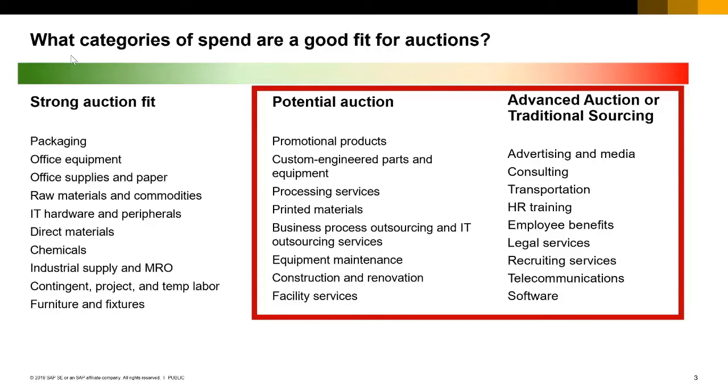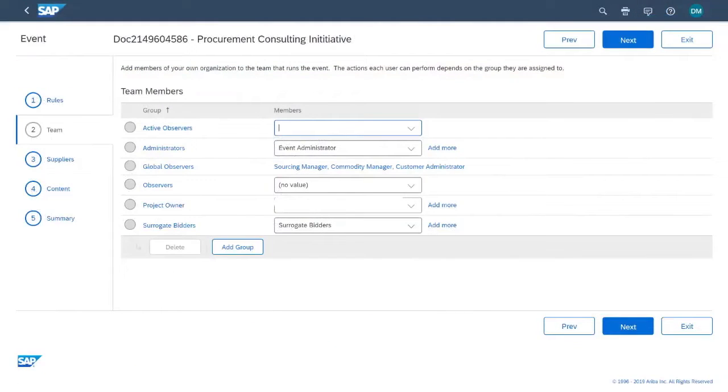It's important to note also that in the potential auction and advanced auction categories here, these tend to be the categories with more opportunity because the supplier margins tend to be a bit more intangible. Let's take a look in the solution how you can set up these bid transformation auctions.